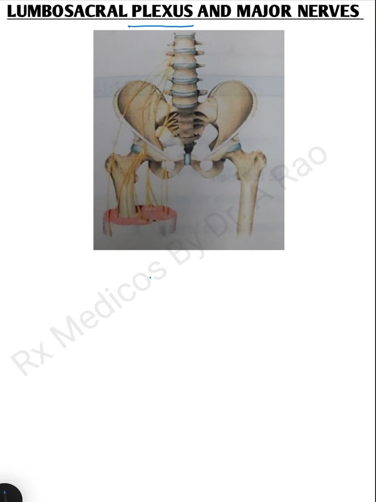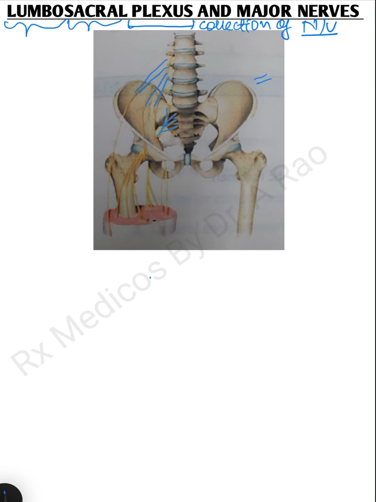So what does plexus mean? Plexus simply means the collection of nerves. The collection of nerves that arises from the lumbar region and the sacral region of the vertebral column is known as the lumbosacral plexus. In this diagram, it is clearly shown that these are the various branches of the nerves that arise from the lumbar and sacral regions of the vertebral column.